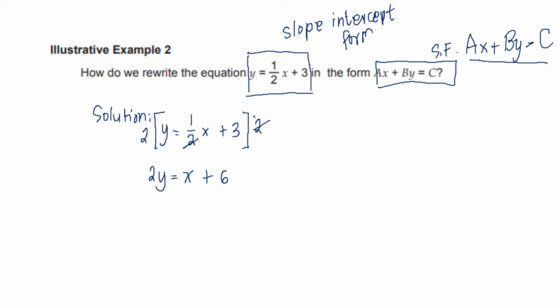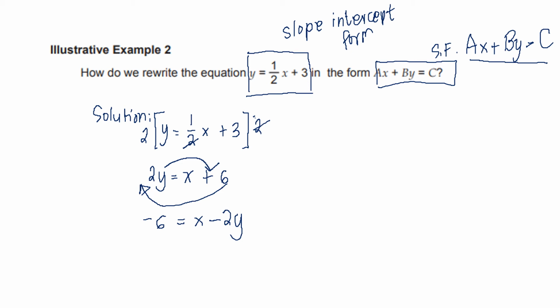So I will transpose 2y on the right side and 6 on the left side. So I will have negative 6 is equal to x minus 2y. So I have here x, I have here y. However, looking at the left and right side, it looks like that they are on the wrong side.